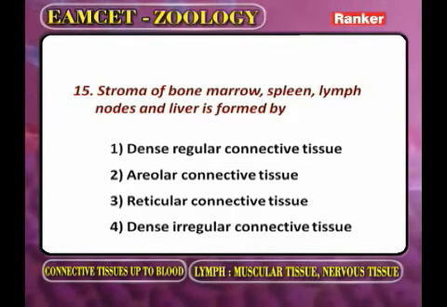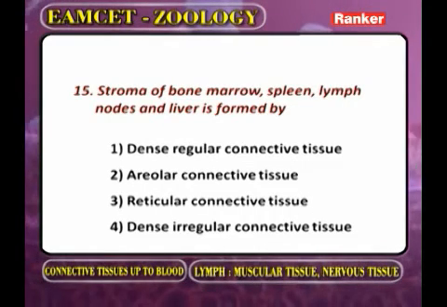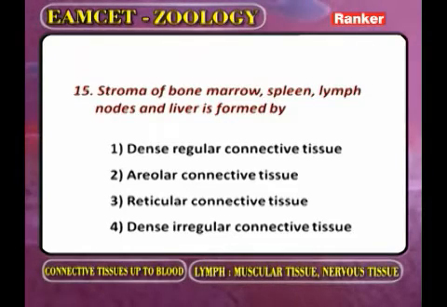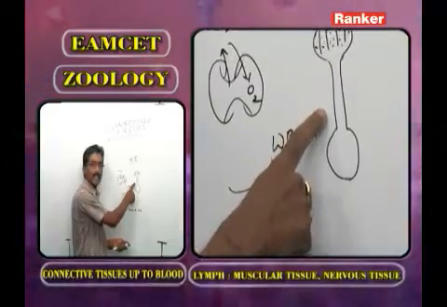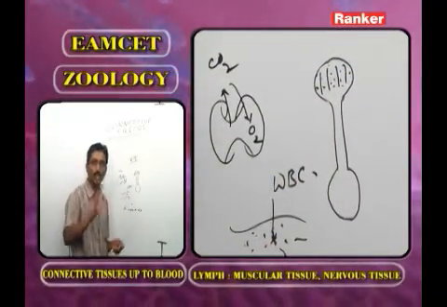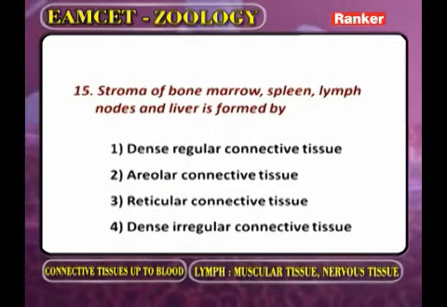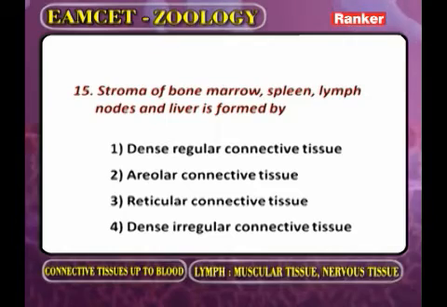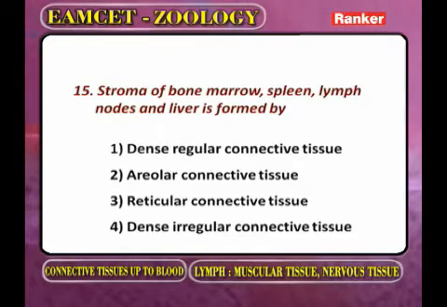Stroma of bone marrow, spleen, lymph nodes and liver is formed by. Once again I am repeating the question. The stroma of bone marrow. Now you know very well, this is the long bone. This part we call the shaft or diaphysis. Only in the diaphysis, what is present? The bone marrow. Now you have to observe the stroma of bone marrow, the stroma of spleen, the stroma of lymph nodes and the stroma of liver is formed by.